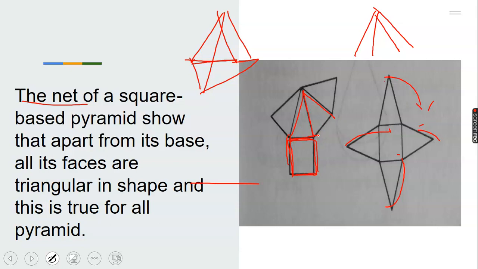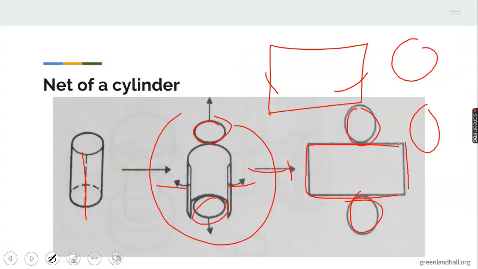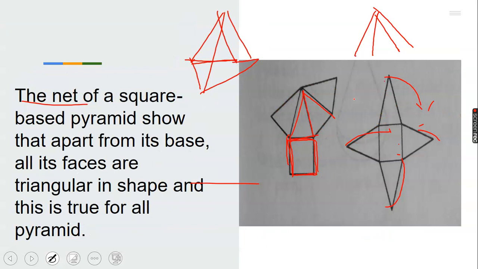See, when you see the net of a shape, you should be able to tell which figure it is. By the time you see this, you know it's a pyramid. By the time you see this, you know it's a cylinder. It's as simple as that.